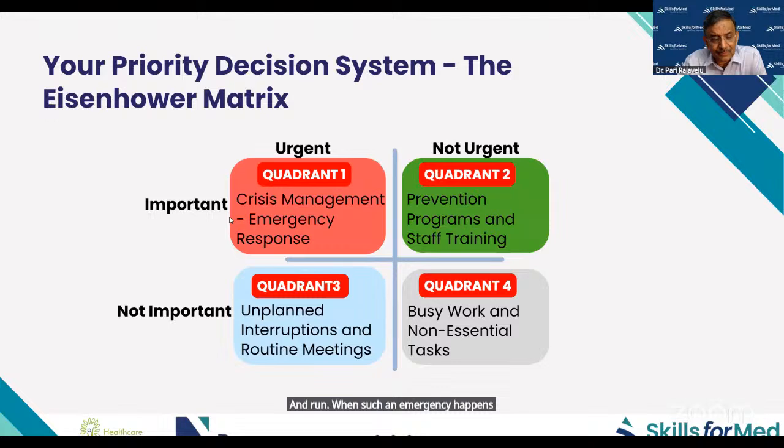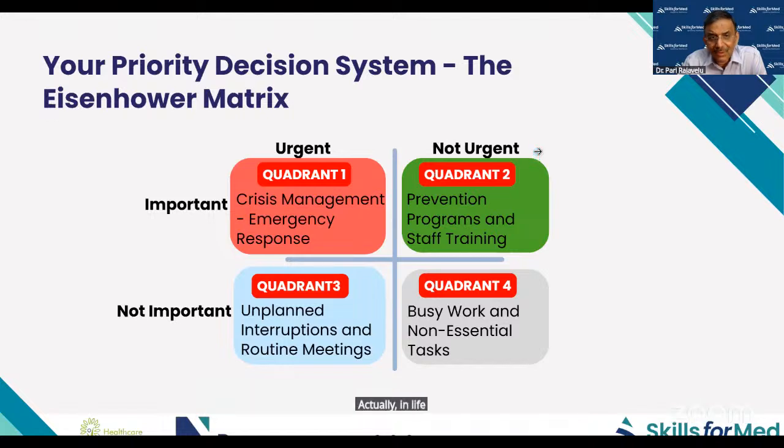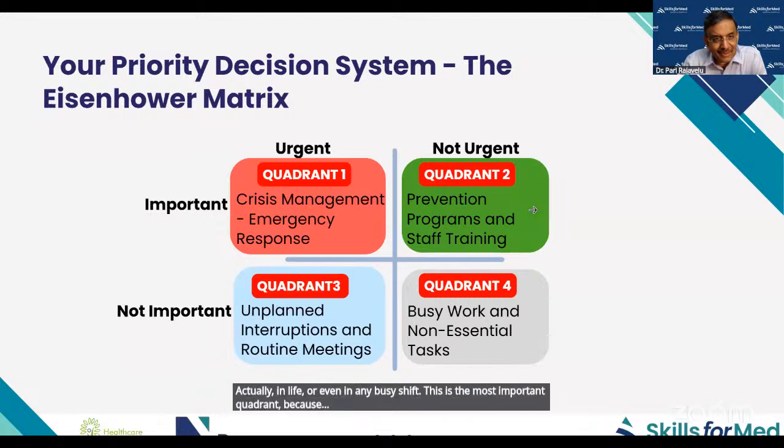in the hospital. Now, quadrant 2 is important and not urgent. Actually, in life or even in any busy shift, this is the most important quadrant because it is important but not urgent.